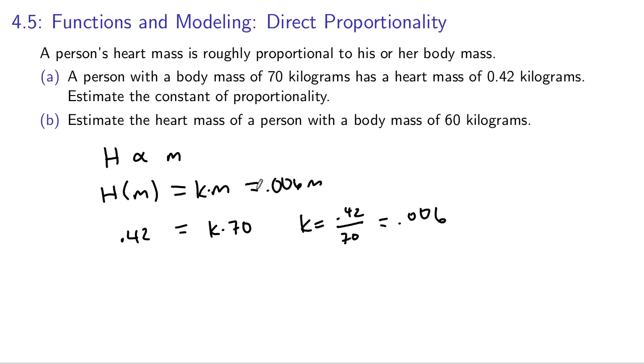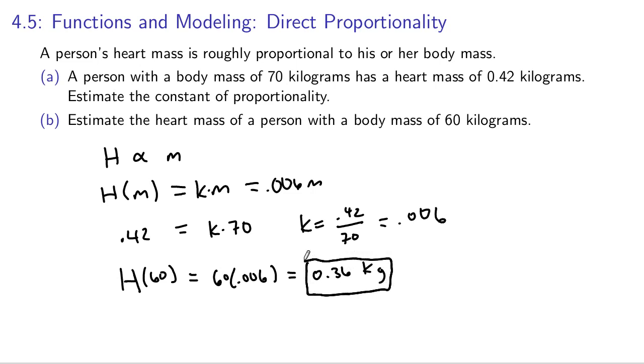Now, estimate the heart mass of a person with a body mass of 60 kilograms. So let's write a new equation. So we want to find out what is the heart mass if we put in 60. Putting in 60 times 0.006, we get 0.36 kilograms of heart mass. That's the answer to part B. The answer to part A was 0.006.